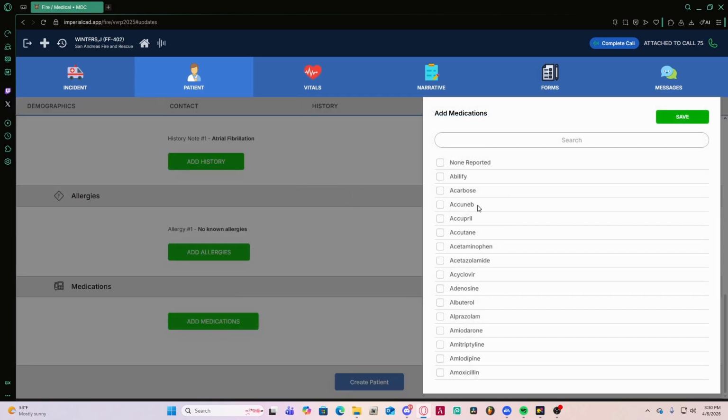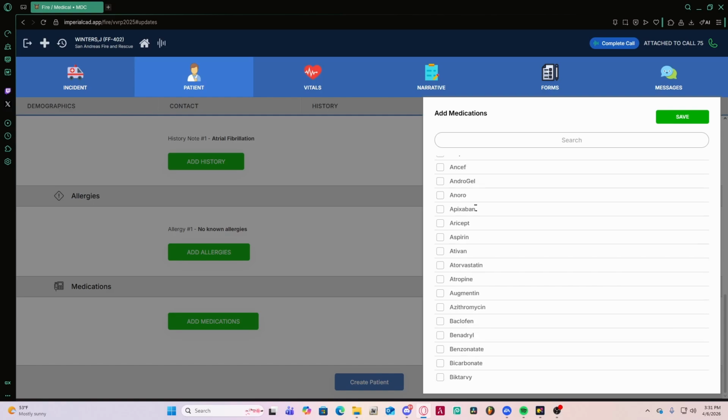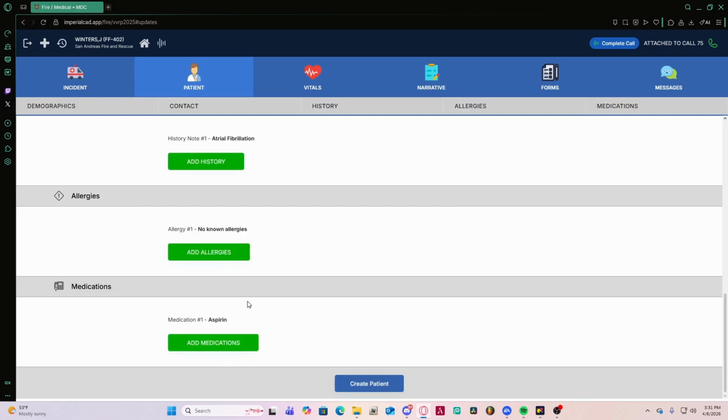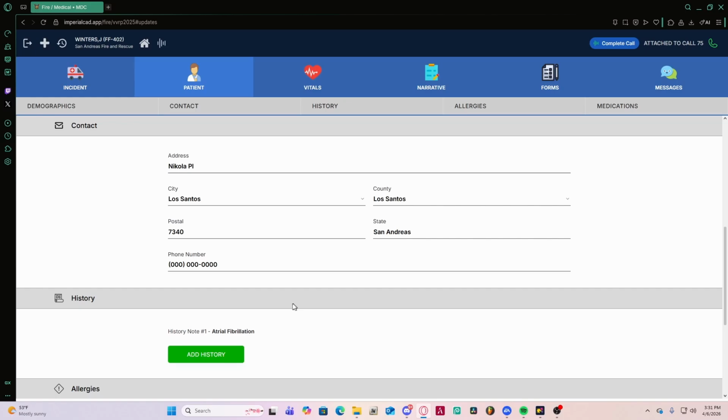I'm trying to think of a good one. Who would be prescribed heart medication? Aspirin? Probably aspirin. That is a real thing. Baby aspirin, like 81 milligrams or something like that. Small dose. Chewable baby aspirin, for heart problems, that's common. So that would be a common medication, yep.